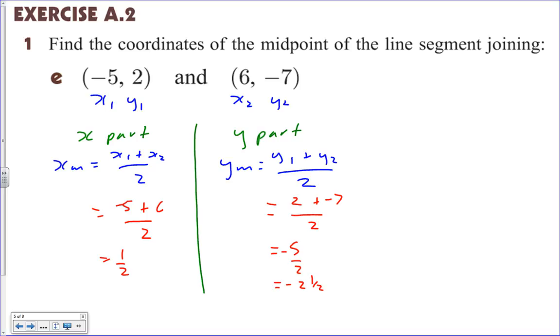So my midpoint is going to be a half, negative 2 and a half, or negative 5 over 2, or negative 2.5.